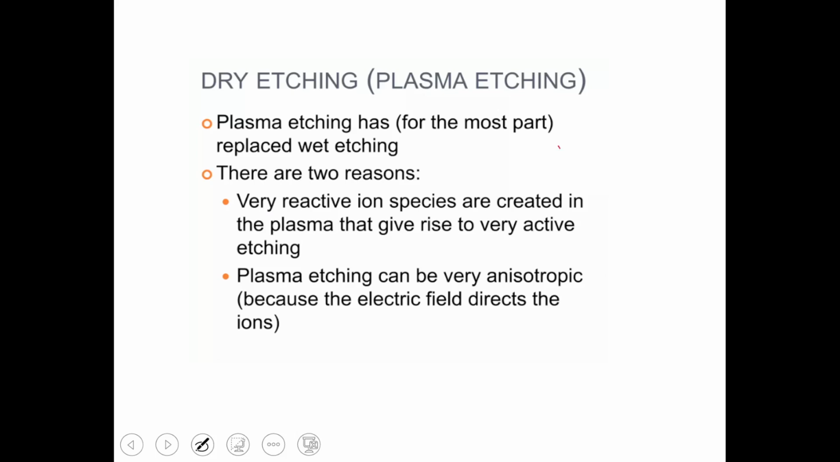So what will happen? There is a plasma system, and we put our substrate here. This is the plasma, and the ion species will strike the surface through the plasma, and the photoresist will be removed in that case.